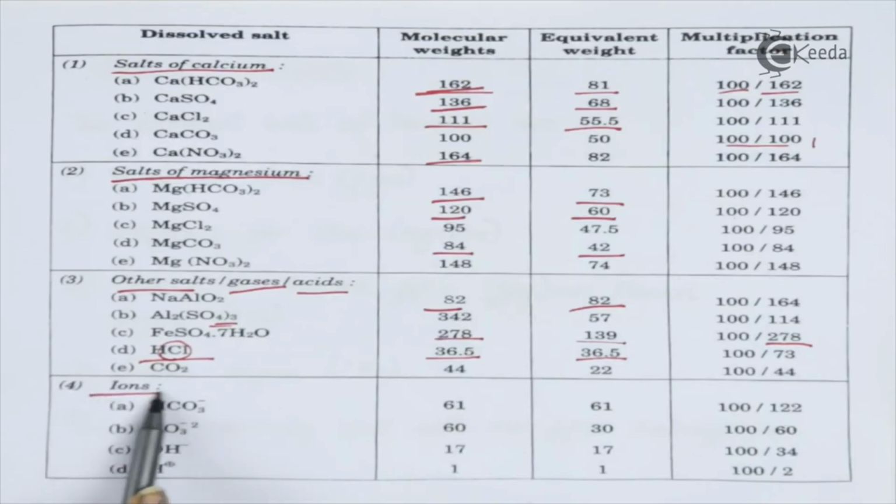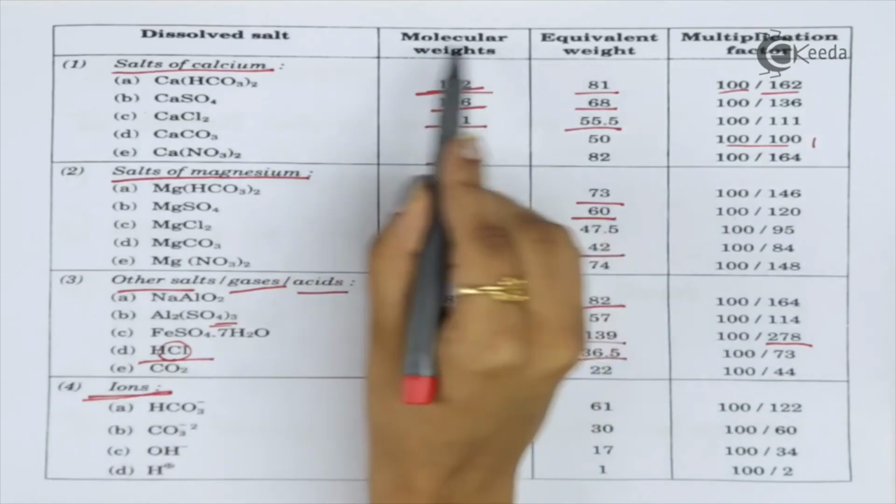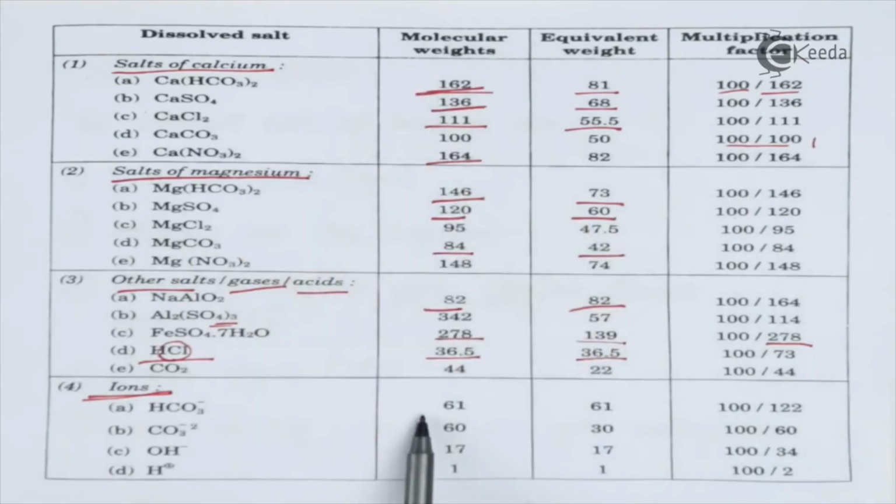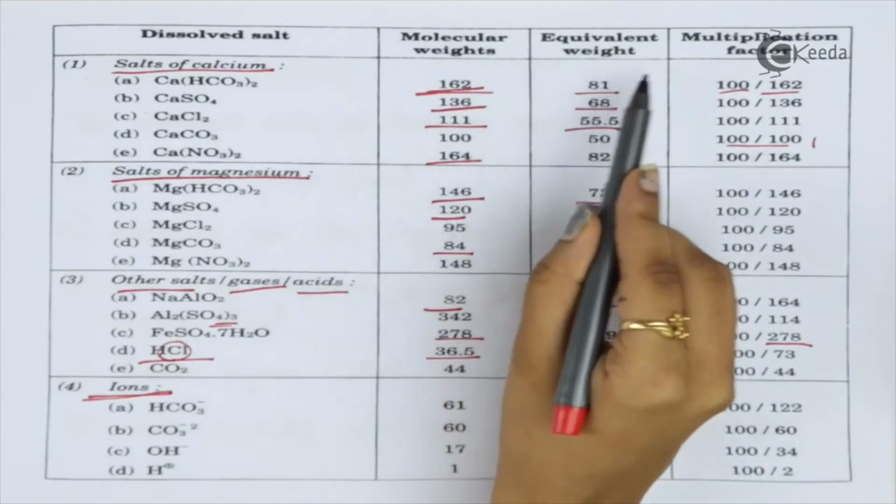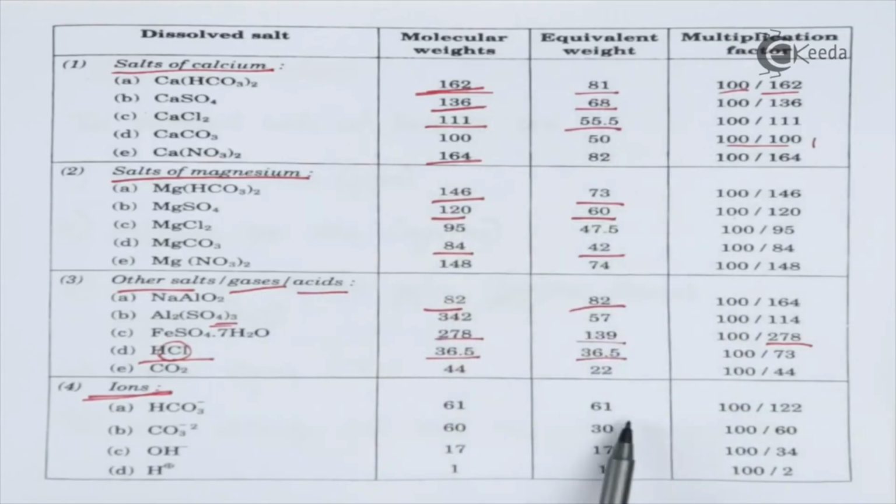Moving to the fourth category, and this category is of ions. We have 4 ions over here. The first one is HCO3 minus. The second is CO3 2 minus. The third is OH minus. And the fourth one is H plus. So over here, HCO3 minus, the molecular weight of HCO3 minus will be 61, and that will be the same equivalent weight of it, that is 61.